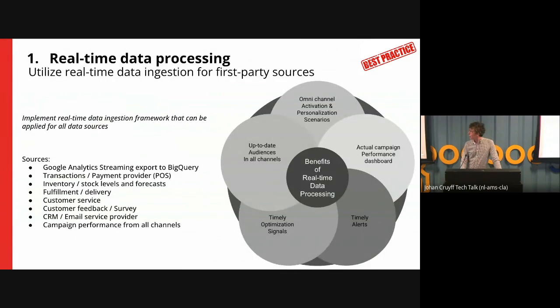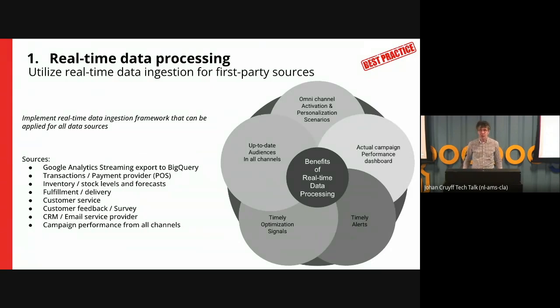So I'll just start with the first best practice. Best practice is utilize real-time data ingestion for your first-party sources. There are a lot of benefits if the data is fresh, the data is real-time, and of course, on a modern platform, it becomes much easier to handle data in real time. So what kind of benefits do we have?